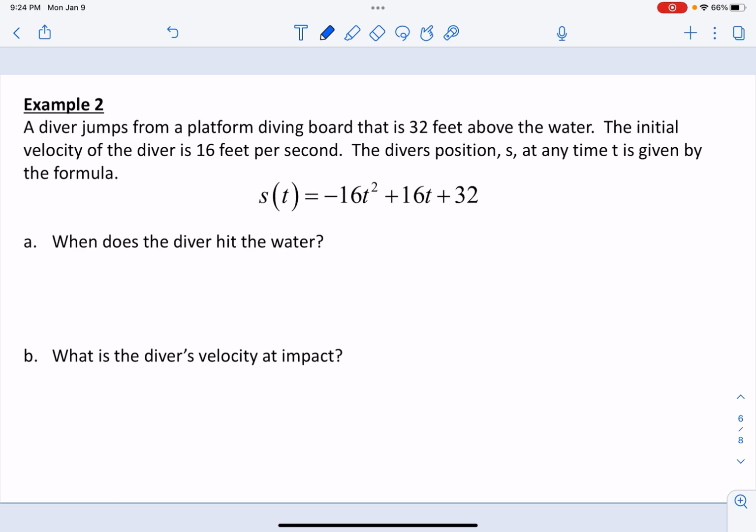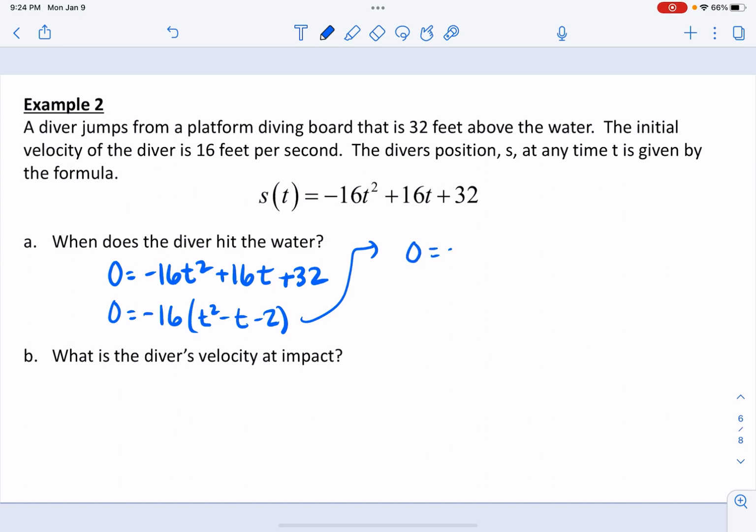Well, my position above the ground, when I hit the water, is 0. Let me make that look a little bit more like a t. Pull out, or factor out, a negative 16. Carrying this up over here. Now I try and factor more. t equals 2 or negative 1. Now, we don't have a time machine, so we ignore the negative 1.